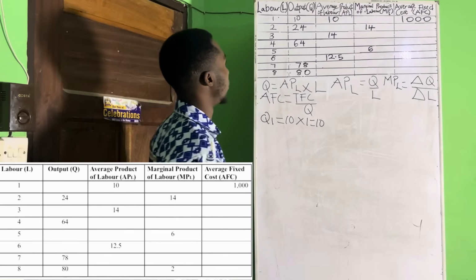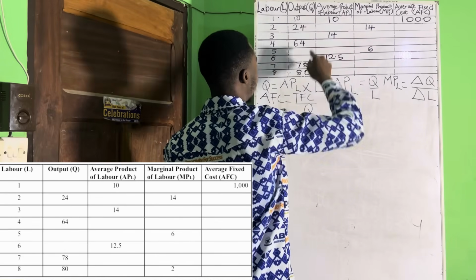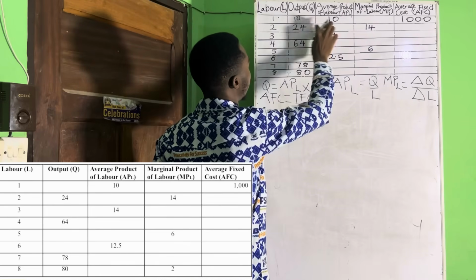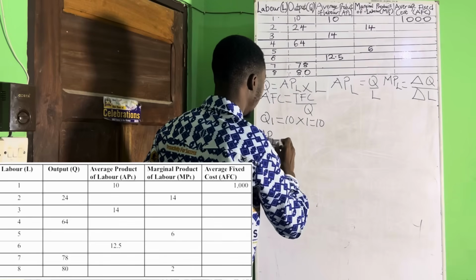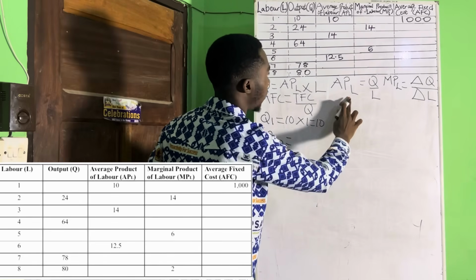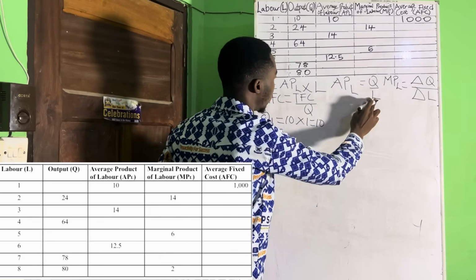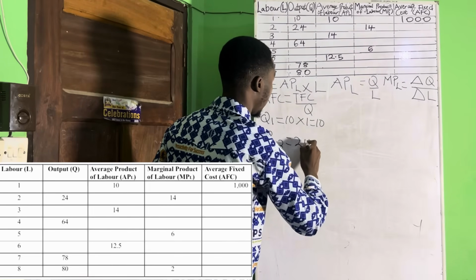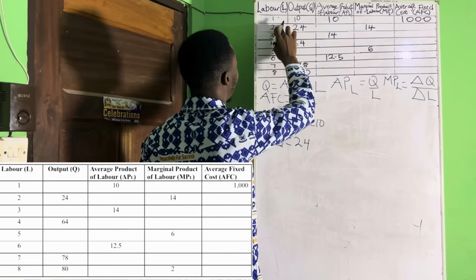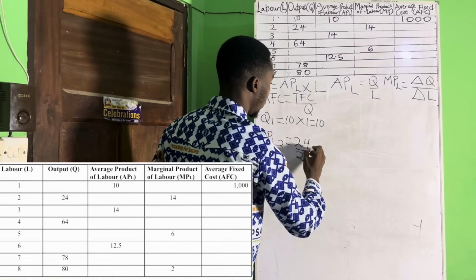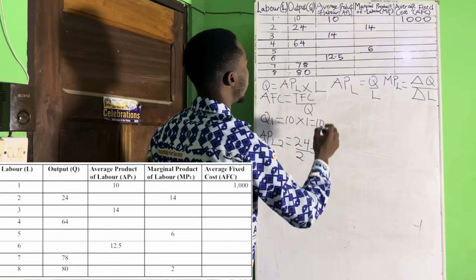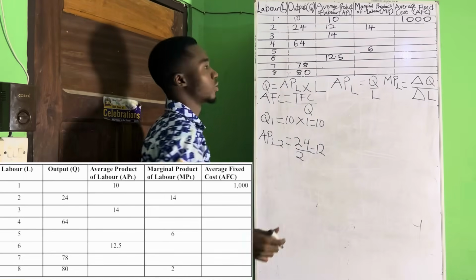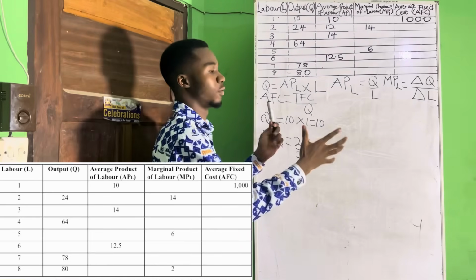Now let's continue. We can find the average product of labor here. The labor is 2. The formula for average product of labor is K over L. So what's the K for the second one? It's 24. Then over L, what is L for the second one? 2. When we do it, we are getting 12. So you can put 12 here. Now let's go to this one. I hope you guys are not confused. Just use the formulas for each of them.